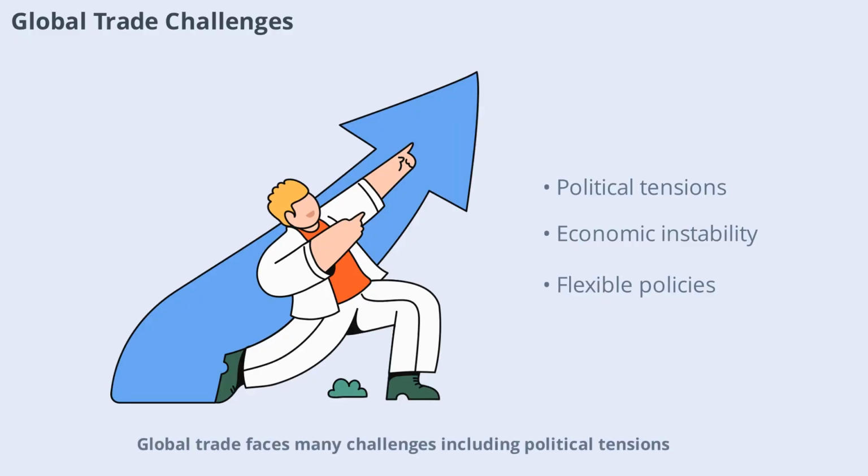Global trade faces many challenges, including political tensions, economic instability, and changing regulations. Economic systems influence how countries respond to these issues. Capitalist nations may adapt quickly, while socialist countries rely on state intervention. Mixed economies use a variety of strategies. Overcoming challenges requires cooperation, innovation, and flexible policies.